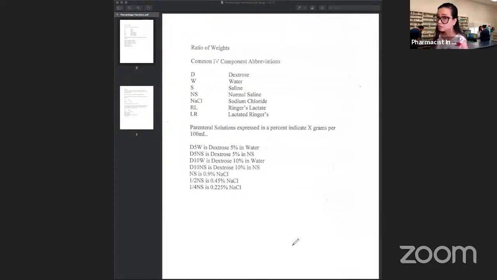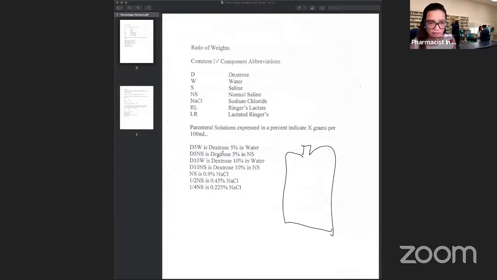Another thing I'd like to cover. Let's talk about this first, the dextrose 5% in water. I'm not good at drawing. D5W: this IV bag has 5% dextrose in water. Say, for example, this IV bag is a 500 ml solution of D5W.